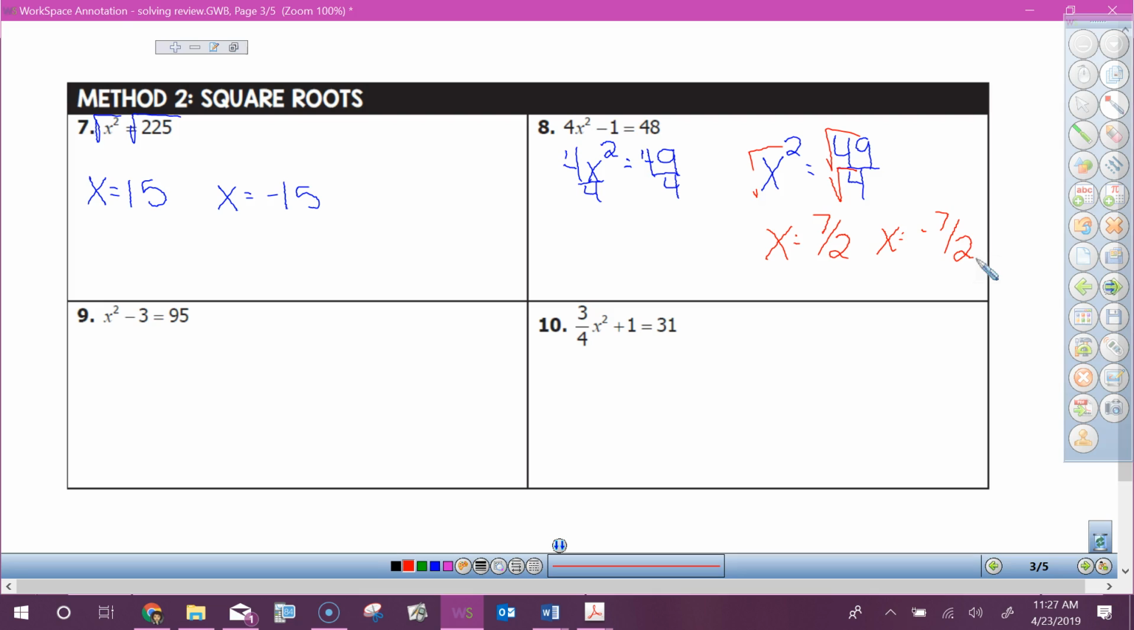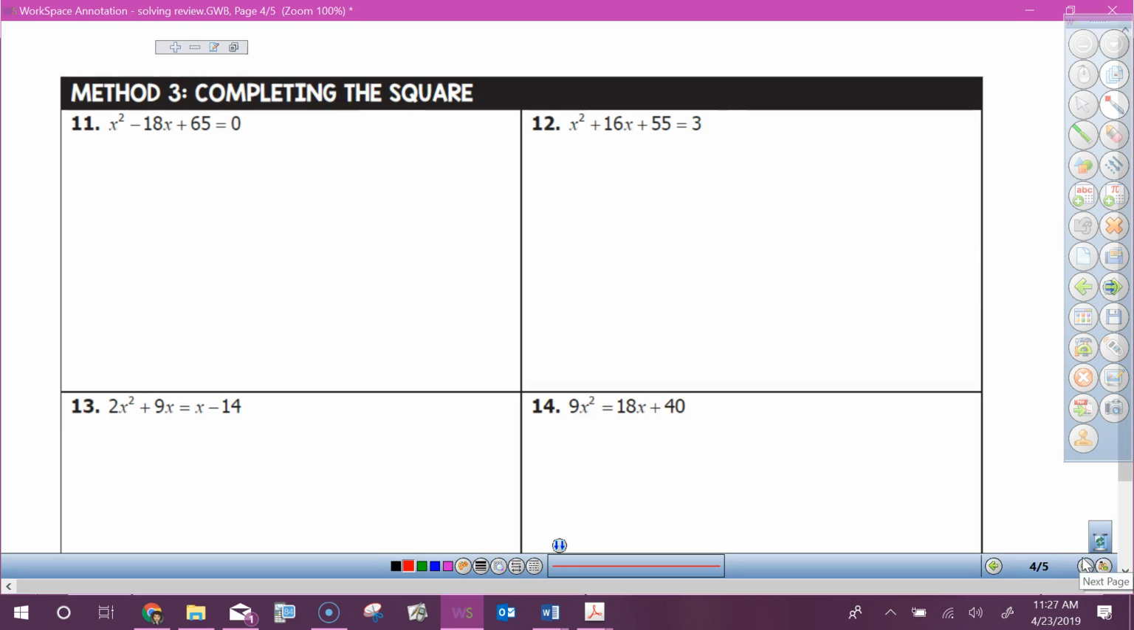And then we learned my favorite, completing the square. Woo! What's my first step? Complete the square. Yeah, we gotta move that 65. So x squared minus 18x equals negative 65. All right, then I gotta do something special. What is it? B divided by 2 and then do what? And then square. So b divided by 2 is negative 9. Squared is 81.